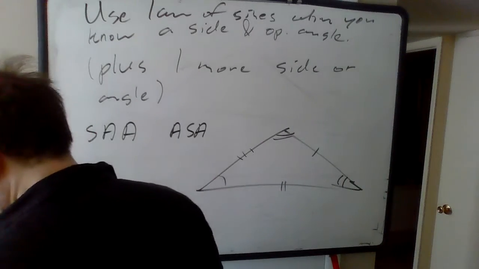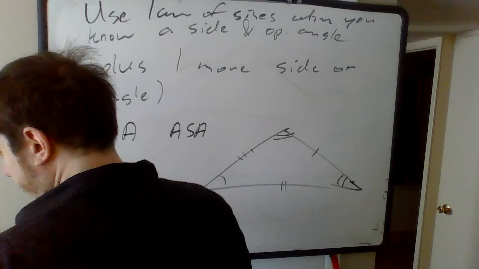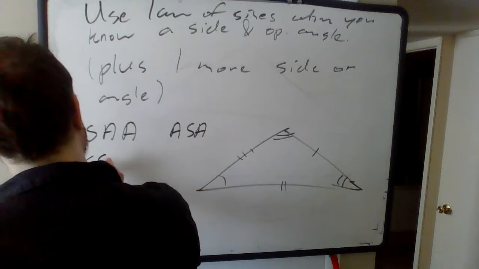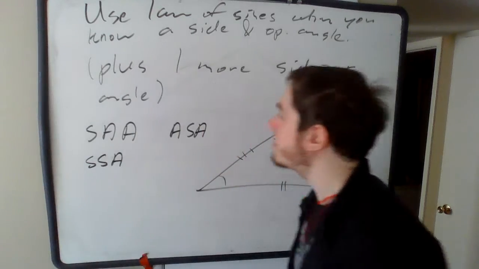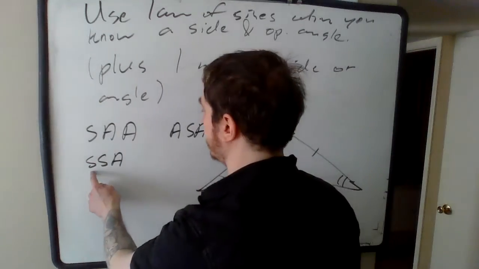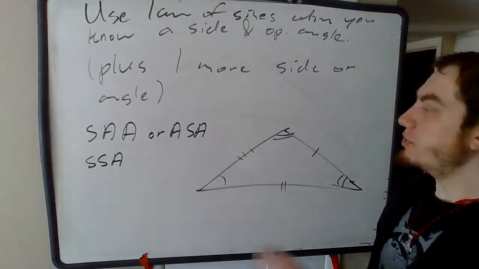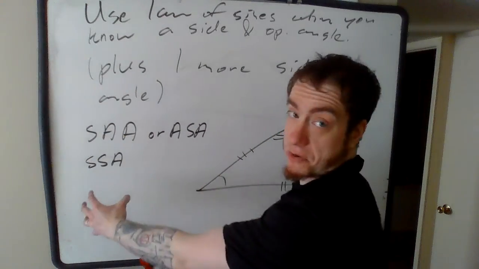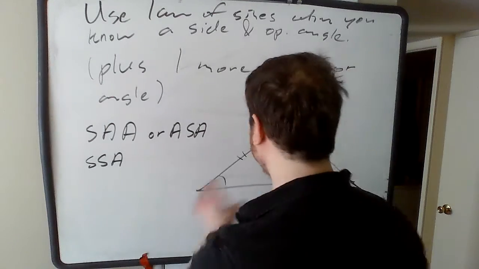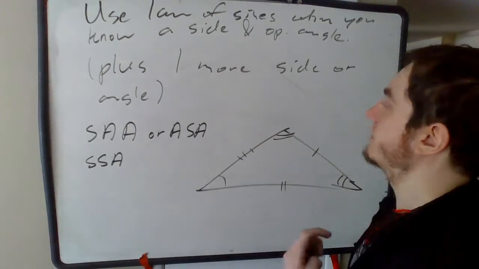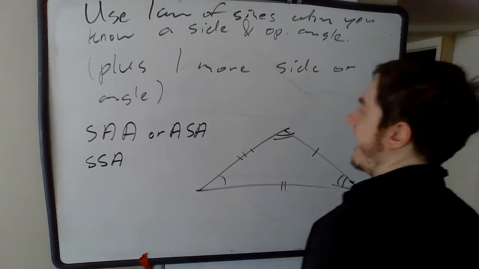The other possibility is that you know 2 sides and the angle opposite one of them, in which case it's called side-side angle. Both of these triplets of measurements, you can solve the triangle, you can find the other measurements by using the law of sines. Now, how does that work?